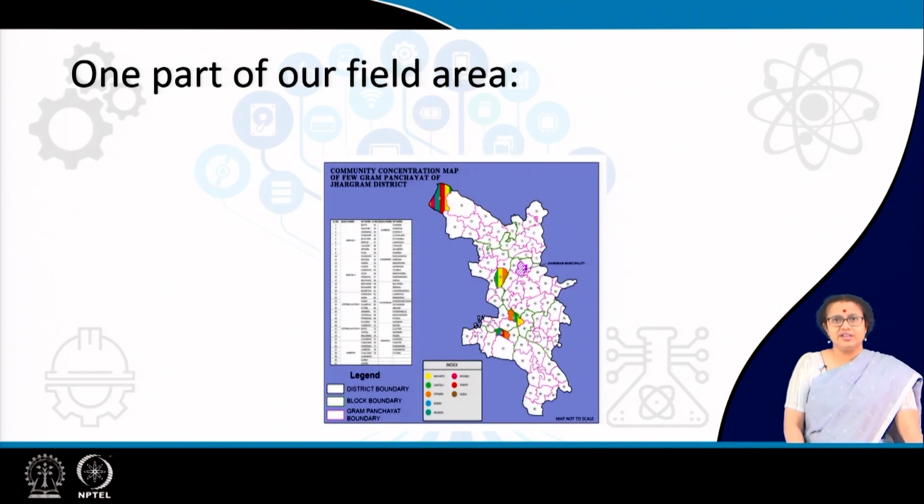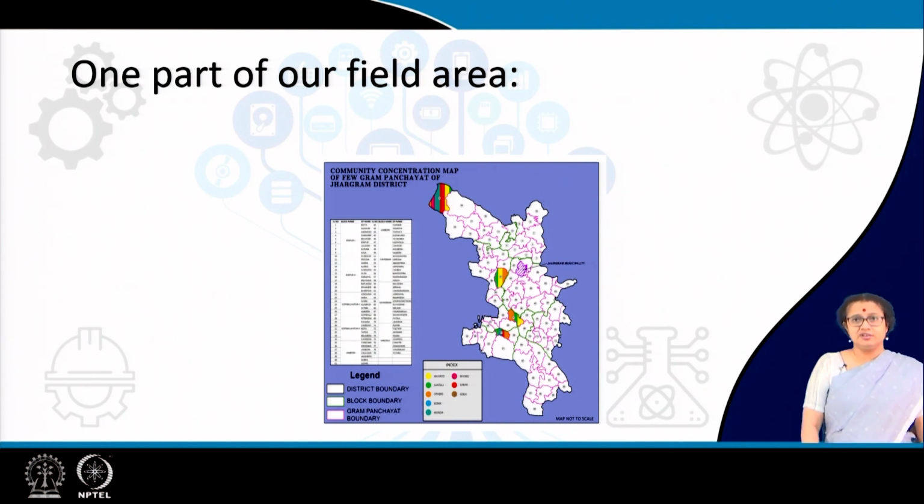Here is a very sketchy map of the field area. This is not the entire area, but I have shown only one part where we are collecting data, and the color coded areas can represent the nature of multilingualism in this area. You can see that this area has multiple languages present, and as a result lingua francas are different and the hybrids are different as well.